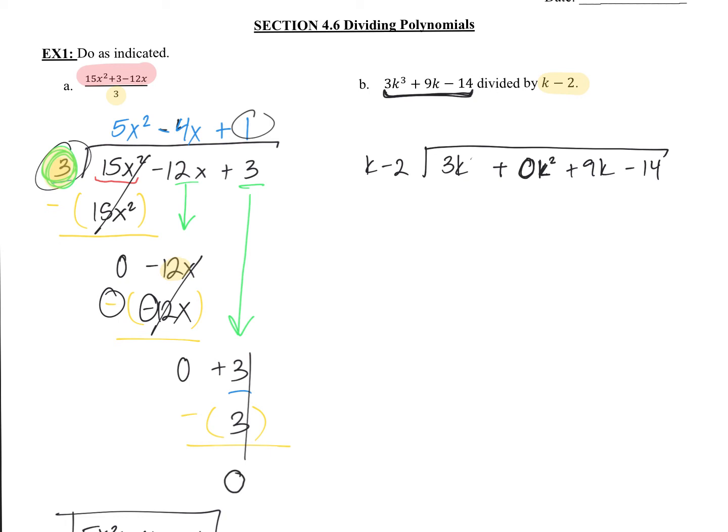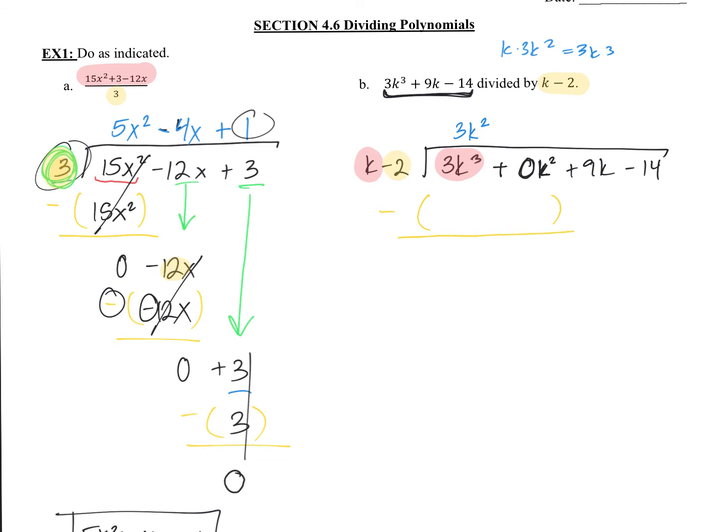So now, the main difference here is that we have a binomial going on. But we're still just going to focus on the first term. We're not actually going to focus on the x minus 2. We're going to focus on the first term and ask ourselves, how many times can that first term go into 3k cubed? Well, if I multiply k by 3k squared, I'll get 3k cubed. All right, so let's go ahead and do that. We'll set up my subtraction.